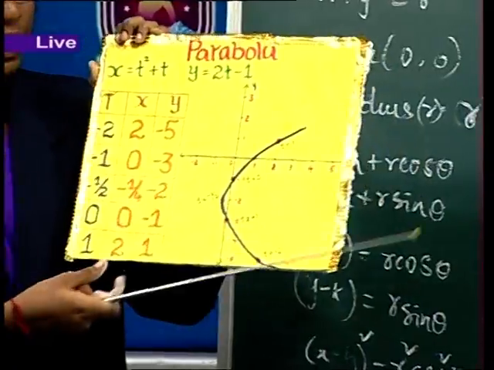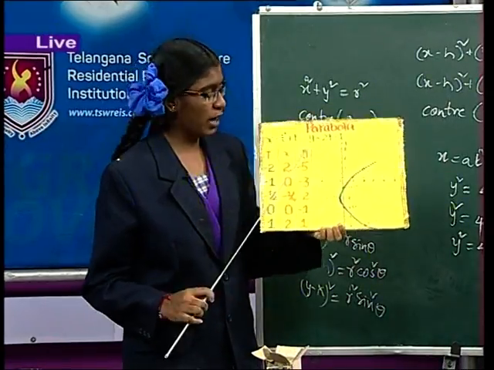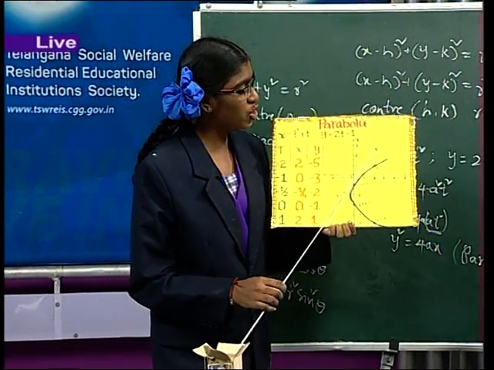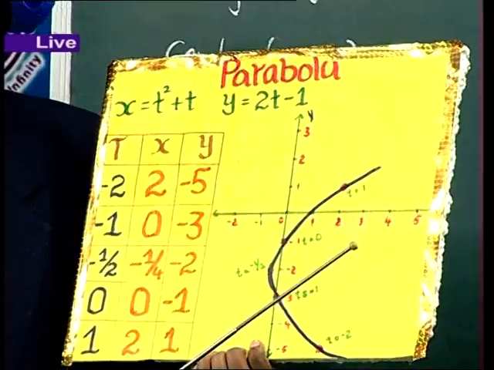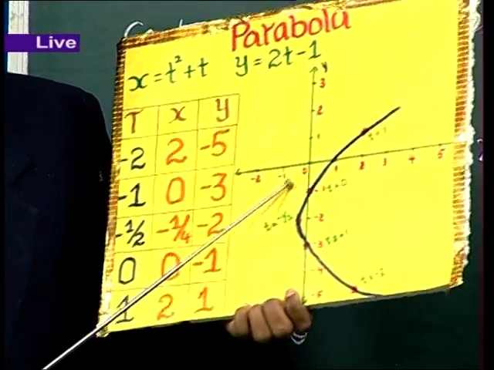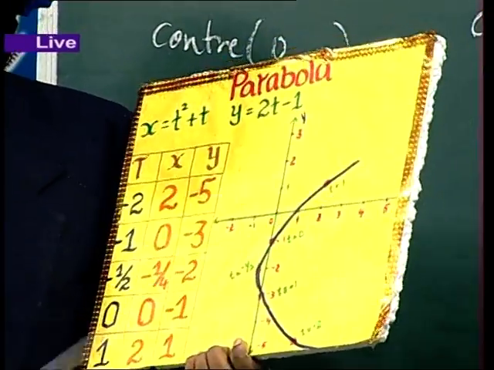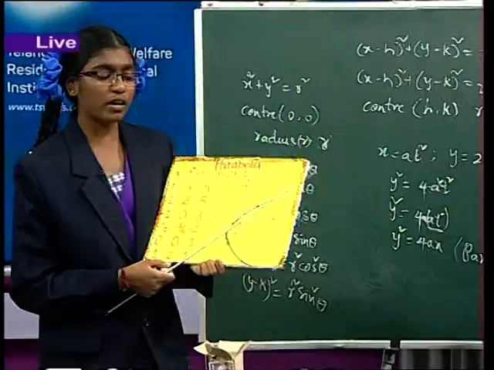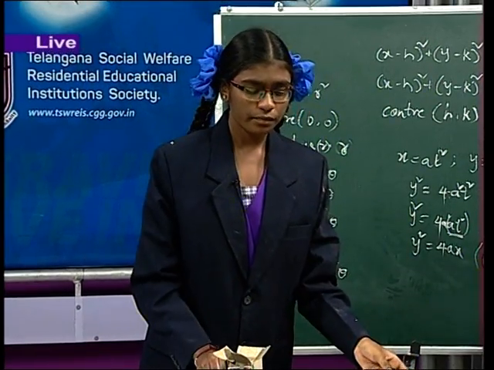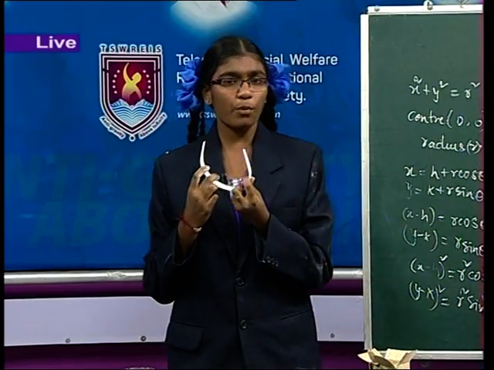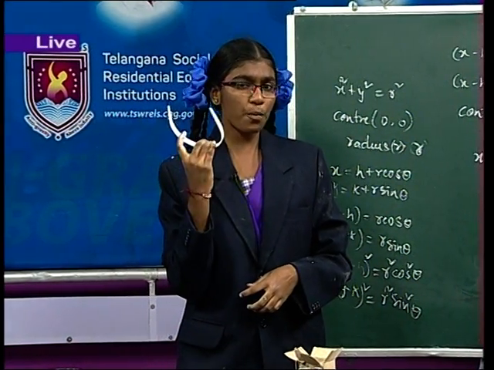Friends, are you clear that we plot the points according to these values? Now we join these points. What are you observing here? Yes, it is in the form of a parabola. It opens to the right. It is the shape of a parabola. Yes, it looks like a parabola.